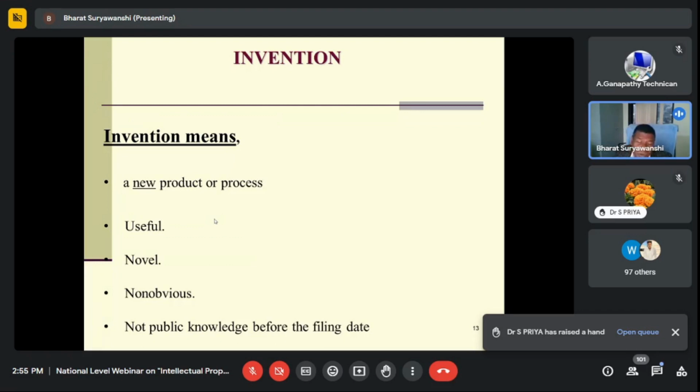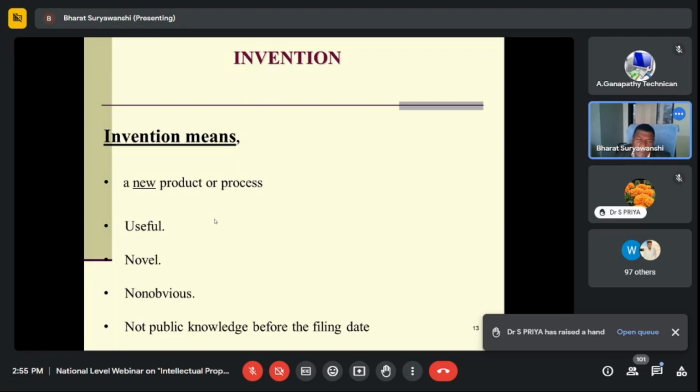Again, this should be useful to all. It should be new, non-obvious, and should not be in the public knowledge. Then definitely we can get a patent if it qualifies the definition of invention. Earlier there was no ATM machine. We used to draw money by going to the bank, but now ATM. It's an invention. It's a technology.